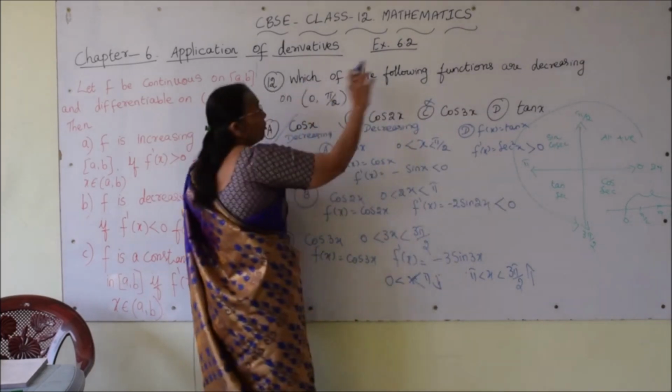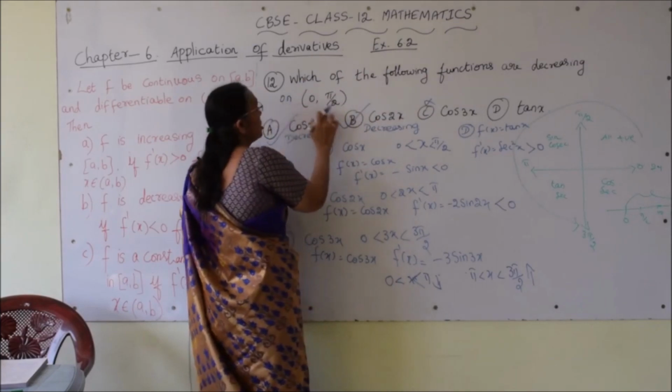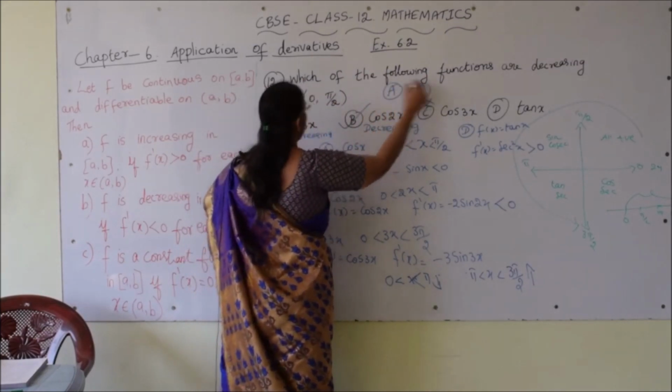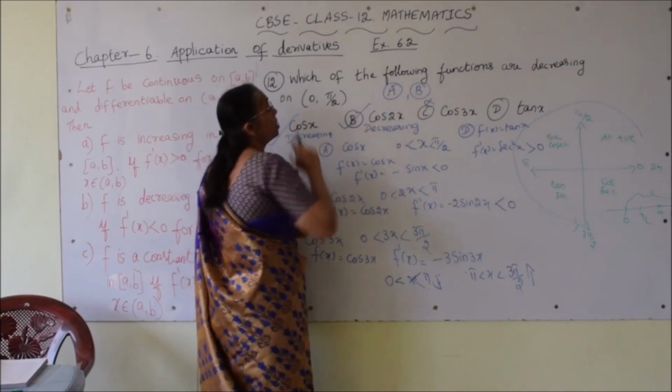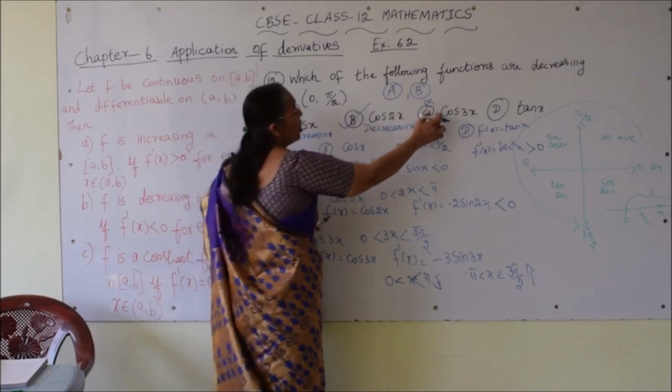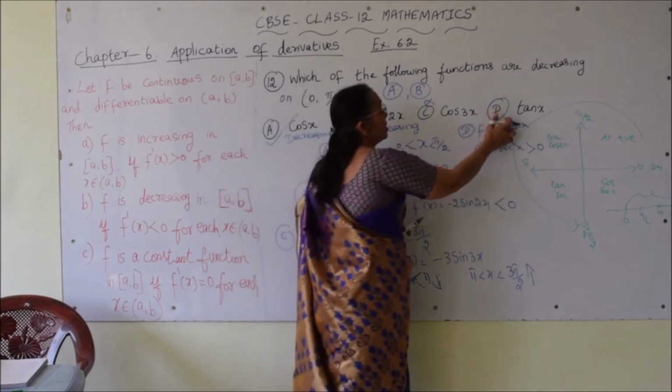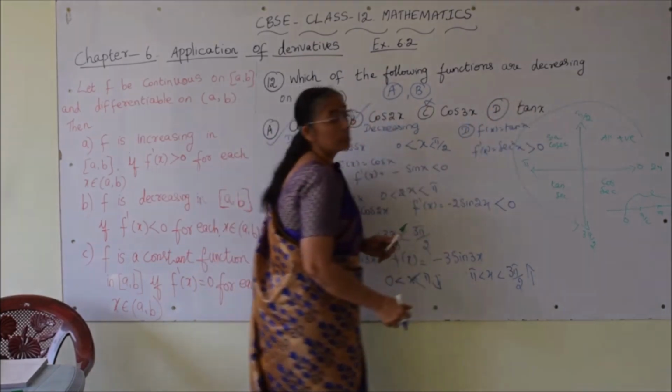So, which of the following functions are decreasing on 0 comma pi by 2? Our answer is A and B, that is cos x and cos 2x are decreasing, cos 3x is neither increasing nor decreasing, tan x is always increasing.